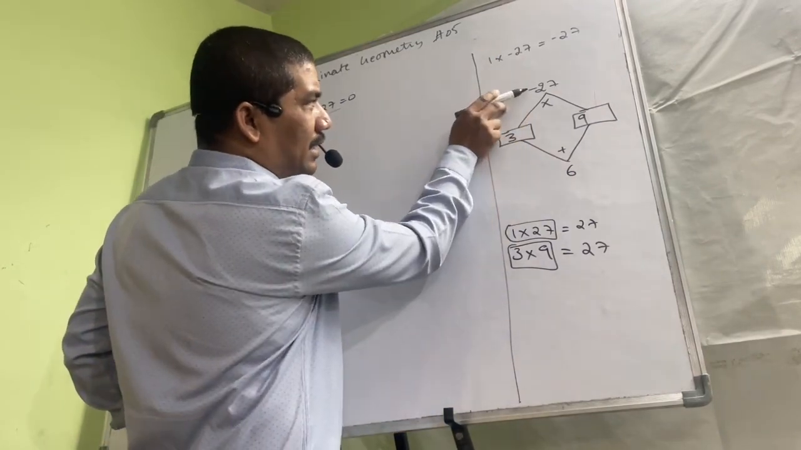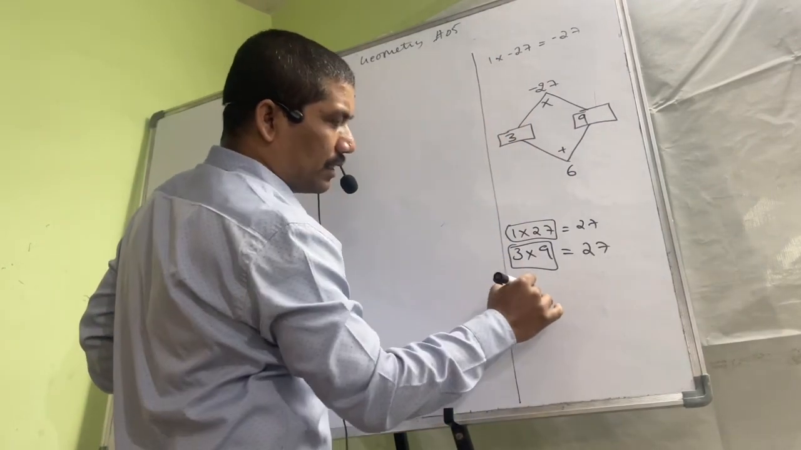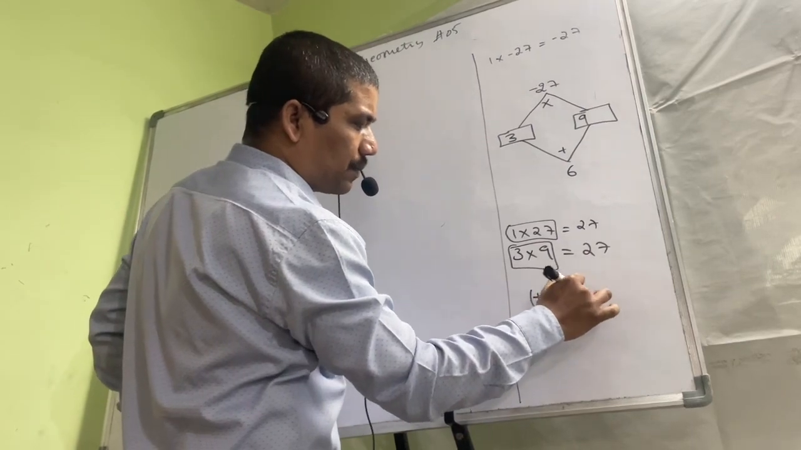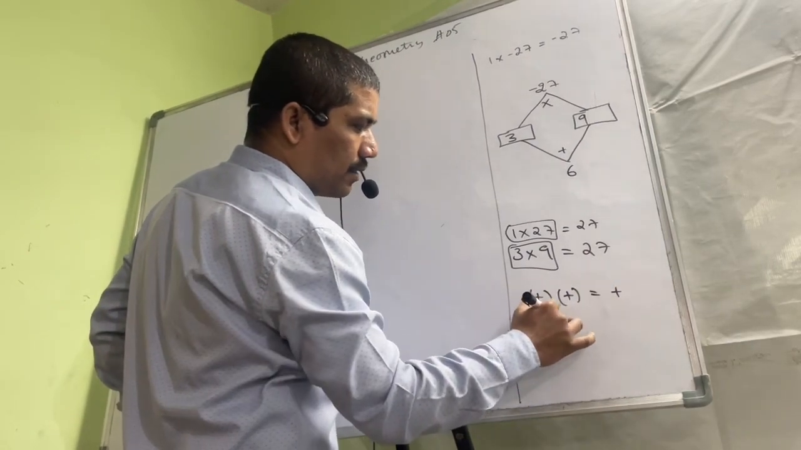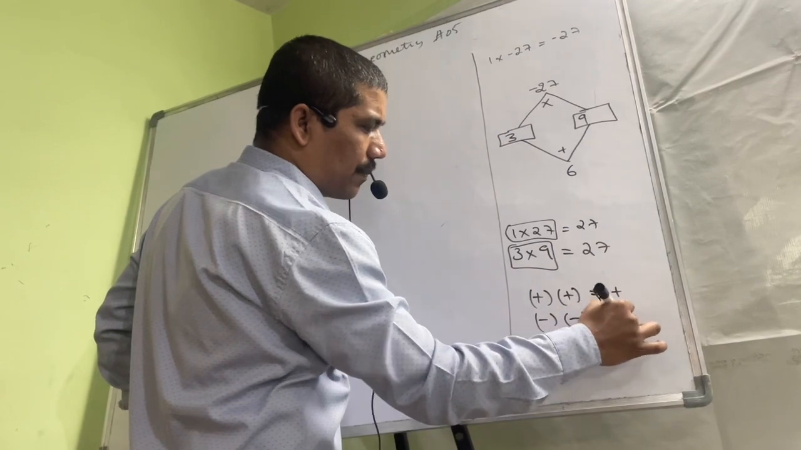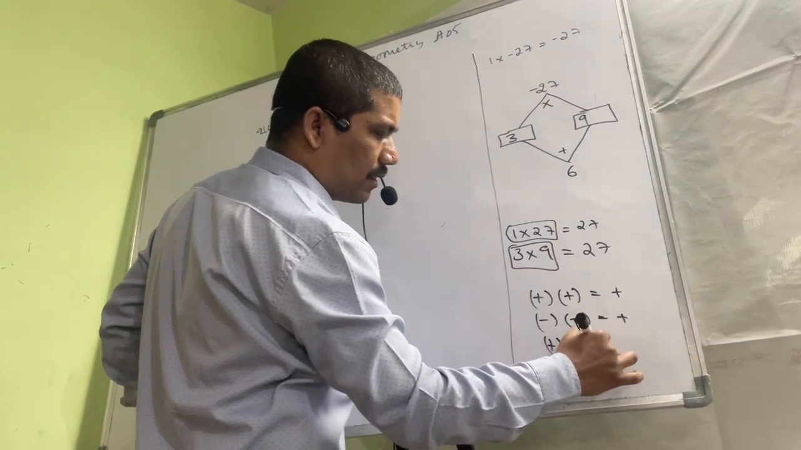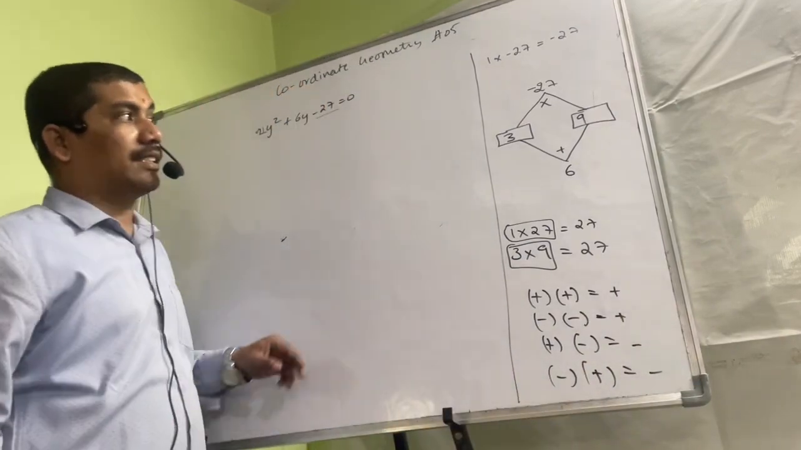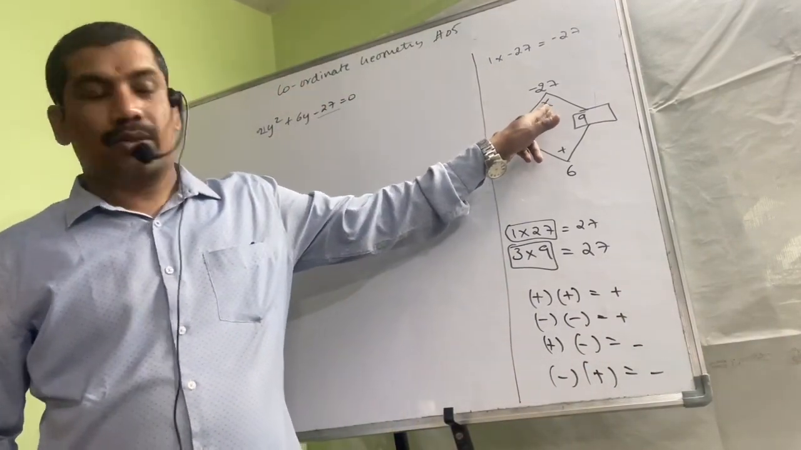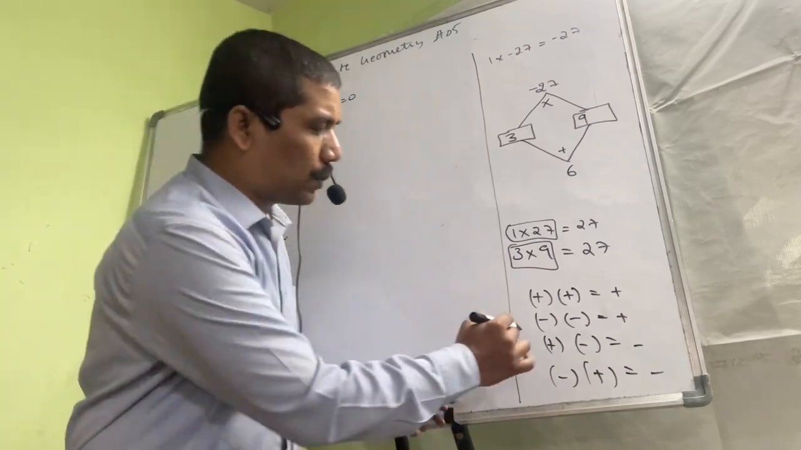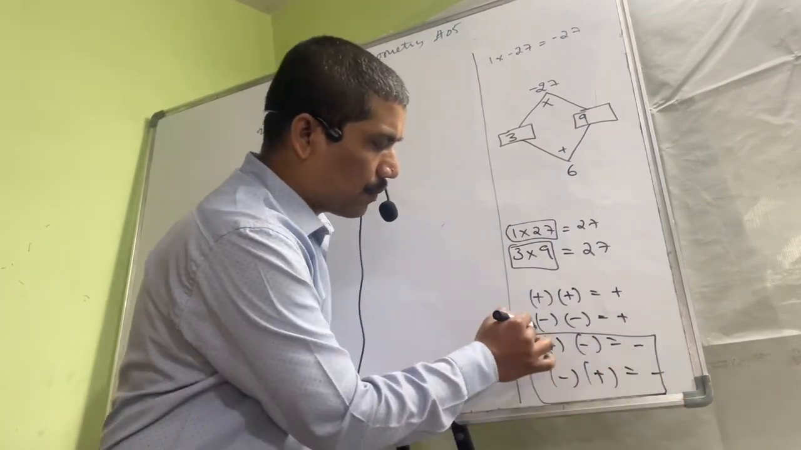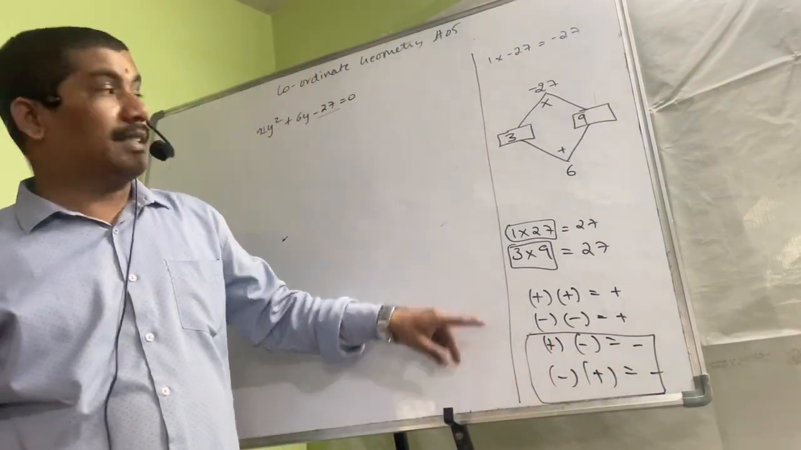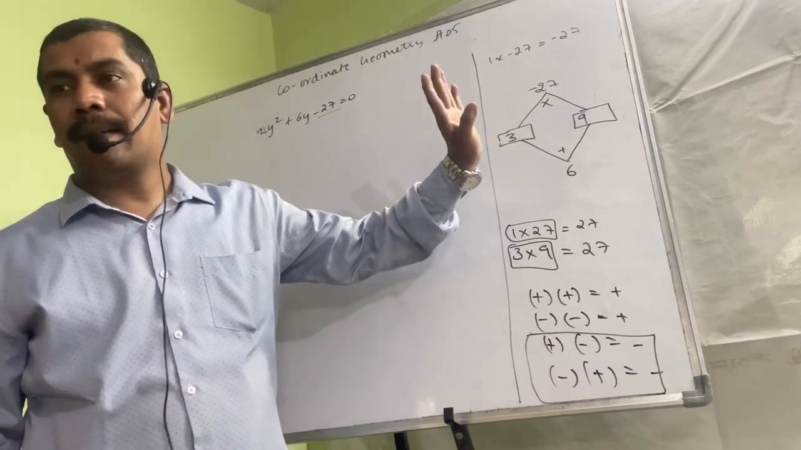Now you see here minus is there. So look at this one. Plus into plus, plus. Minus into minus, plus. Plus into minus, minus, and minus into plus, minus. That means here we are doing multiplication, and we have minus. So what are the two possibilities? These two. Right. It means one should be plus, one should be minus.